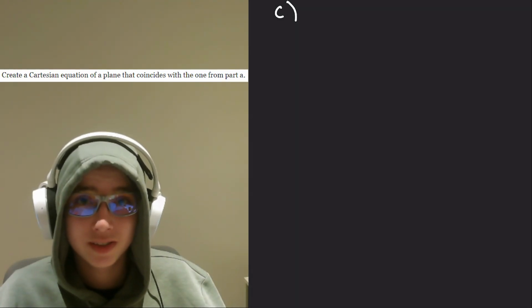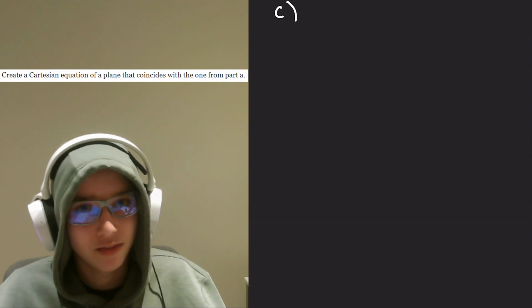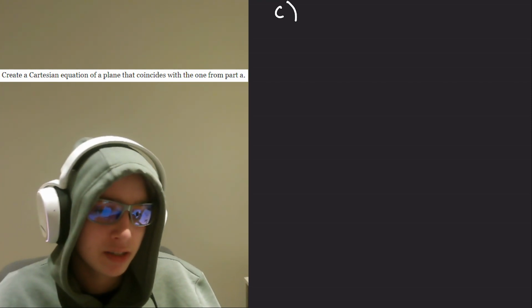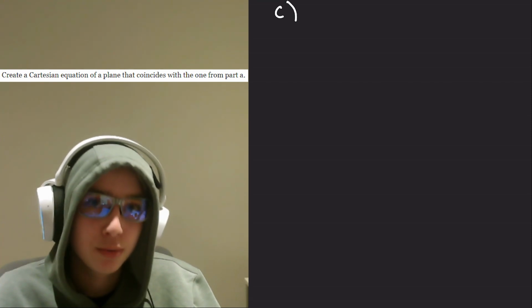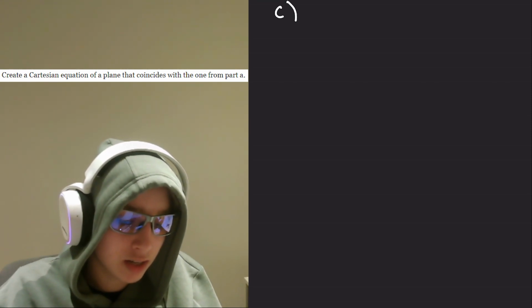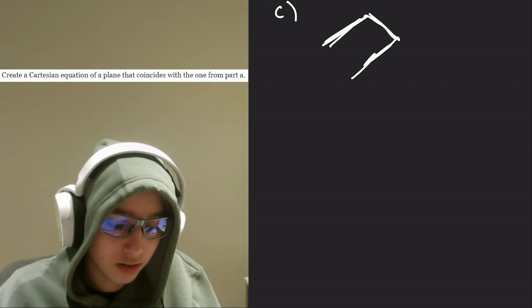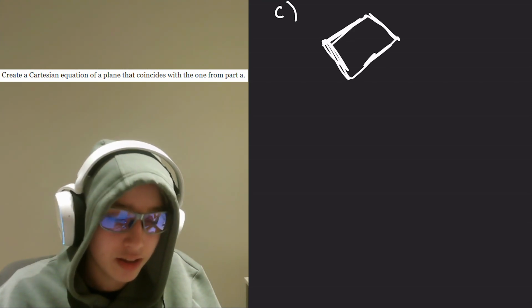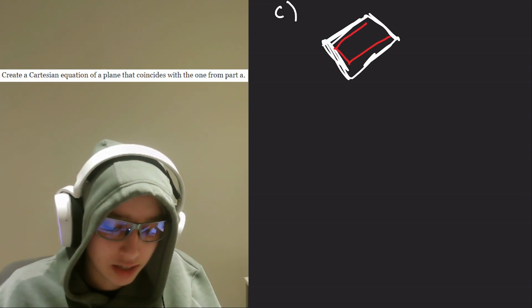Alright, moving on to part C now, another really simple question. All it requires is a little bit of understanding here. What it reads is that we need to create a Cartesian equation of a plane that coincides with the one from part A. So, let's start with the definition of coincides. Basically, what this means is two planes that are literally the exact same plane. They exist within each other, they lie on top of each other, they are the exact same plane.